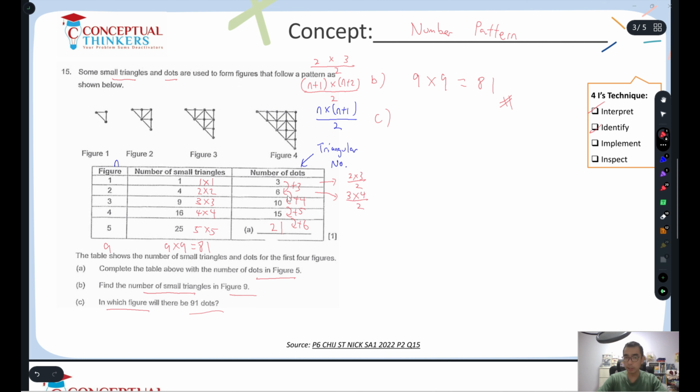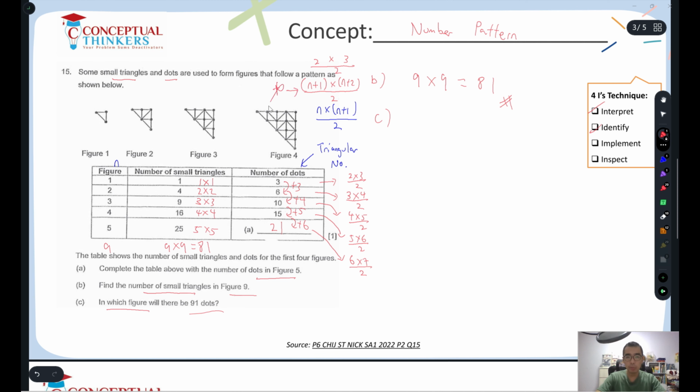I'm going to get 6, because n is actually 2, so n plus 1 will give me 3. Then 2 plus 2 will give me 4, so 3 times 4 over 2 will give me 6. Let's try this. The figure number is 3, so I need to use 4 times 5 over 2. 20 divided by 2 will give me 10. Then 5 times 6 over 2, then 30 divided by 2 gives me 15. Last one, let's try this. We take 6 times 7 over 2, so 42 divided by 2 will give me 21. So this means that this formula works.